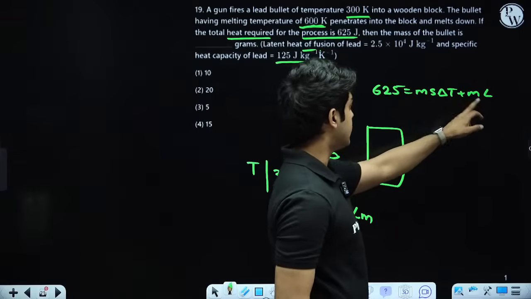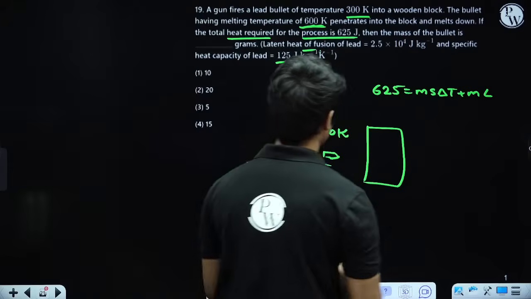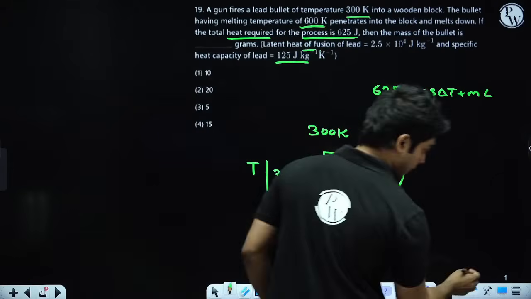Okay, so you can solve for the mass after this. S is given, L is given, delta T is also known. You can solve for the mass and the answer will be 1.